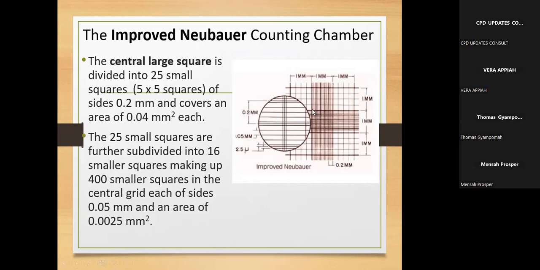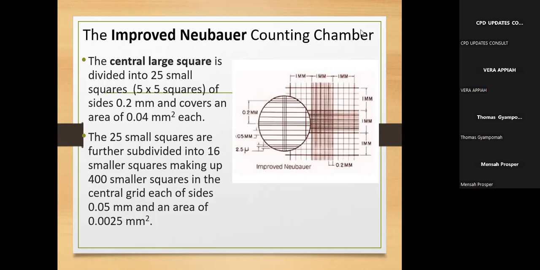So the size of the central square here is what? 0.2. That one we agree. If you divide the 0.2 by 4, what do you get? I made a mistake and nobody corrected me. Please, let's get this once and for all. I myself made a mistake. I wanted to be corrected.